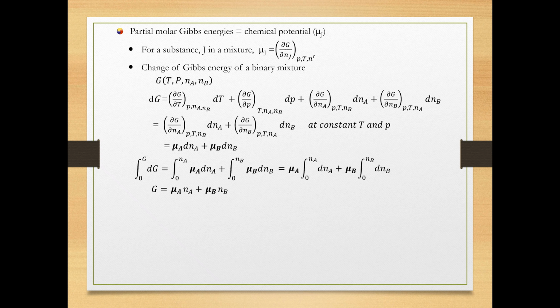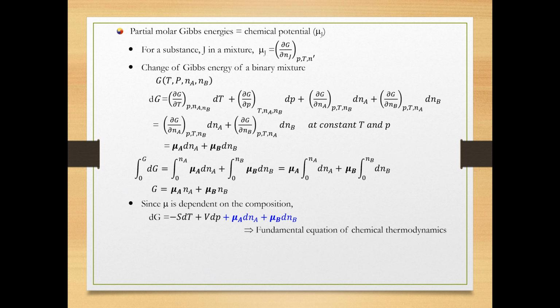In Chapter 2, the exact differential for Gibbs energy was written dG equals negative SdT plus VdP. However, for a binary mixture that is made of A and B, the Gibbs energy also depends on the composition, and as a result, we should include these two terms in the equation, mu A dnA and mu B dnB. This equation is called the fundamental equation of chemical thermodynamics.